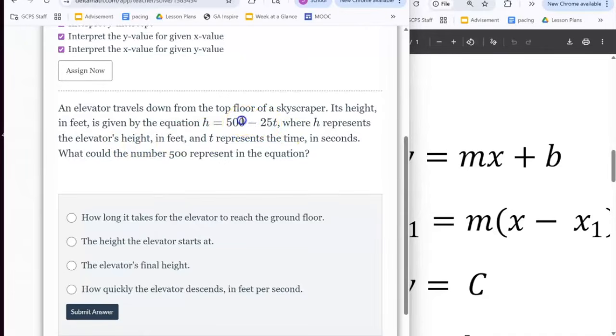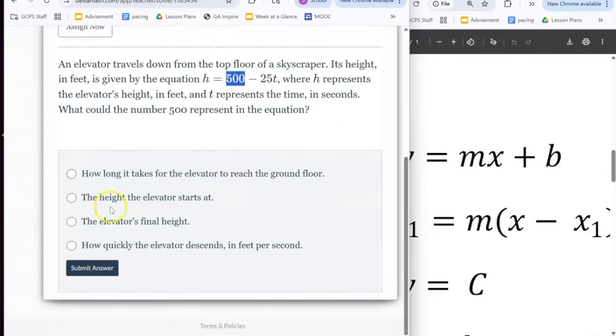I don't care about my slope, so I'm looking at just my y-intercept. What does that mean? That is the height that I start off at. I start at 500 feet high, then every second I go down 25, 25, 25, 25. But I start at 500, and that's what I'm looking at. I start at 500 feet tall or high. How long it takes, again, how long? No, I don't care about the time. I start at how high I start. The height the elevator starts at. Perfect. That's exactly what I said.